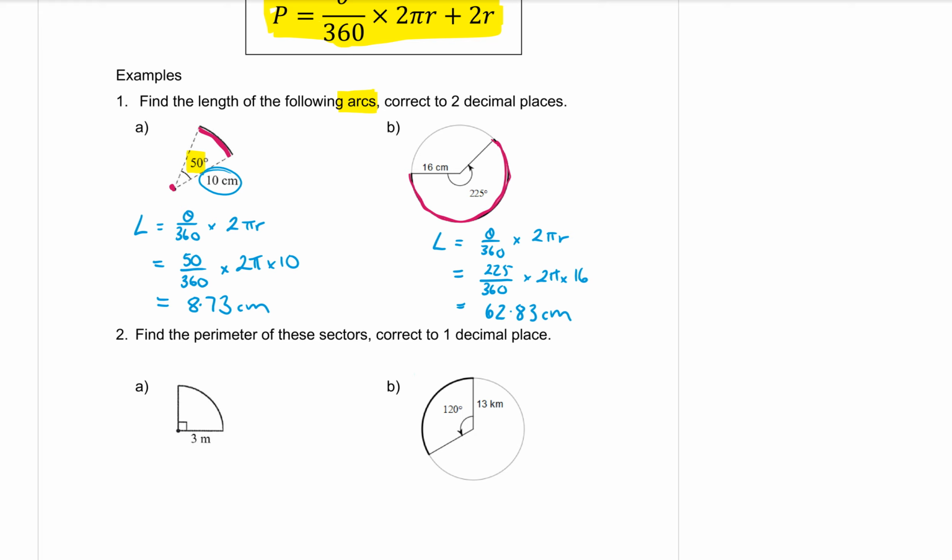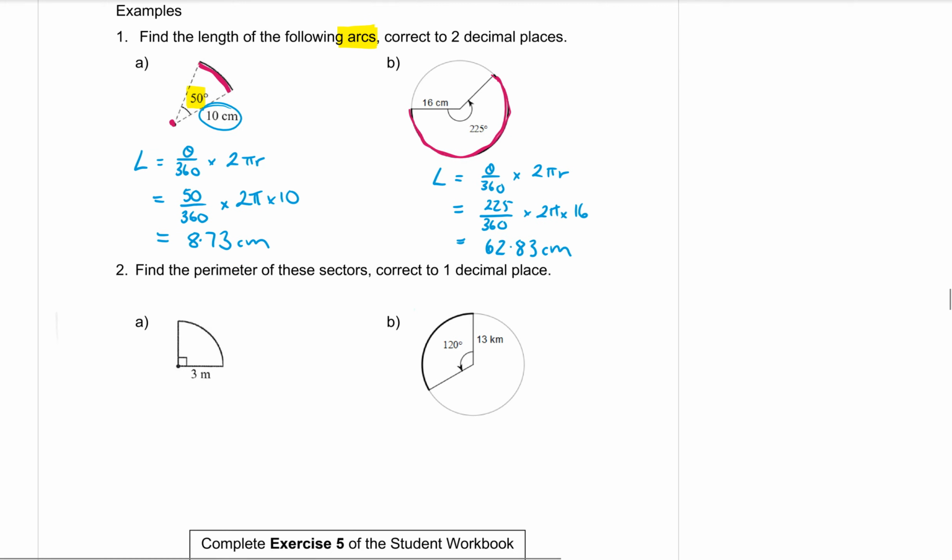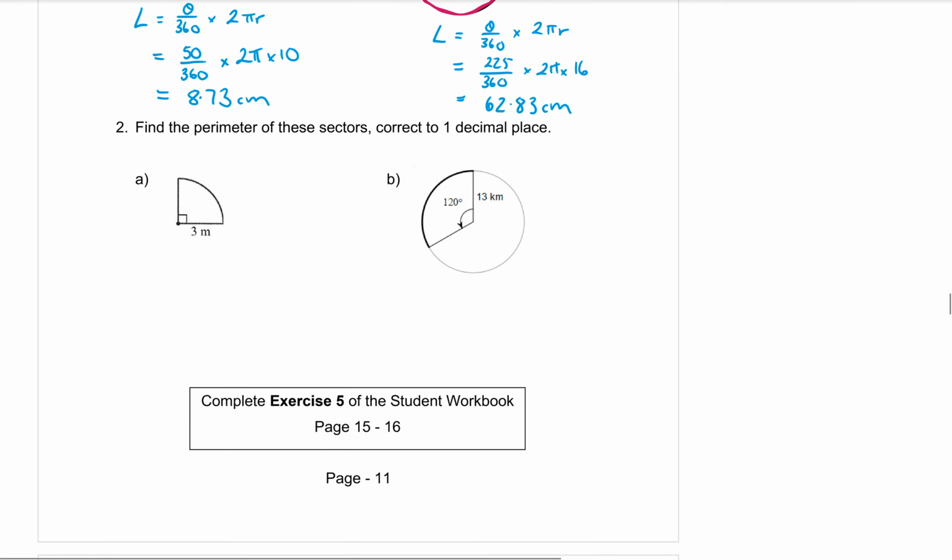Okay, so when you get to your exercise, you're going to have, from memory, I'm pretty sure it's a whole page of those where you are going to just be finding the arc length using the formula like I've done just there. Then your second page is going to be like this question number 2, where I want to find the full perimeter of the sector to 1 decimal place.